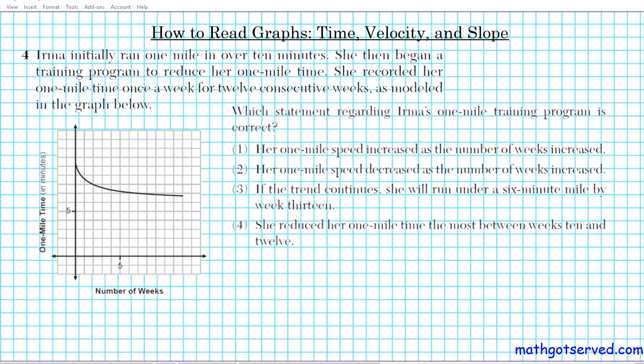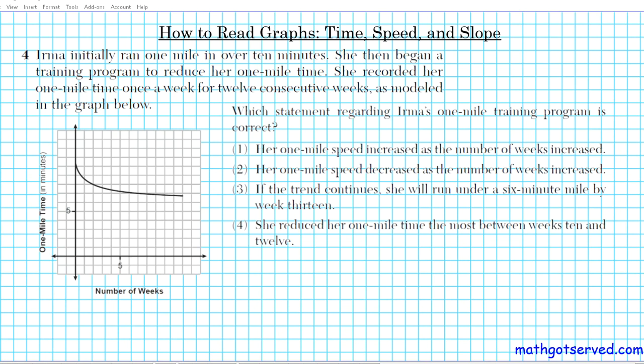Alright, let's take a look at question 4. Question 4 is assessing our ability to see the relationship between time, speed, and slope. The scenario is as follows. Irma initially ran 1 mile in over 10 minutes. She then began a training program to reduce her 1 mile time. She recorded her 1 mile time once a week for 12 consecutive weeks as modeled on the graph below. So we have the graph there. Which statement regarding Irma's 1 mile training program is correct?